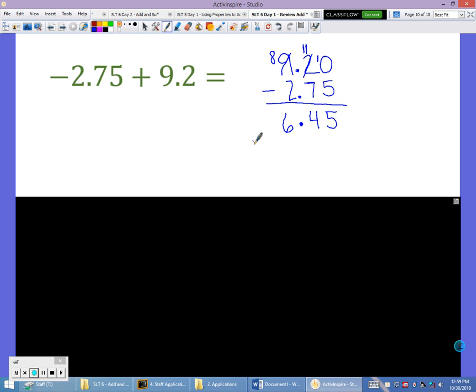Now I have to decide if my answer is positive or negative. I have -2.75 and a positive 9.2. So I have more positives than negatives. So my final answer is a positive 6 and 45/100.